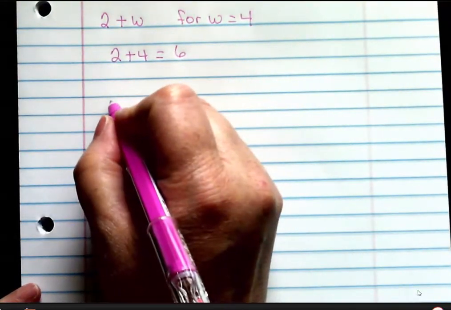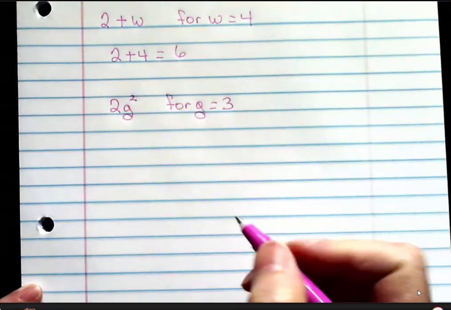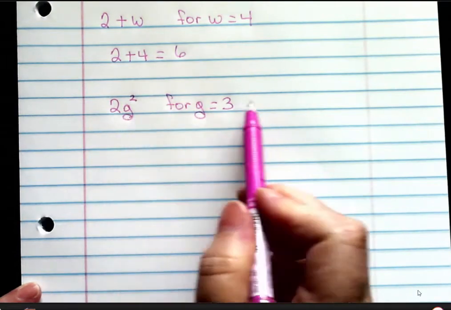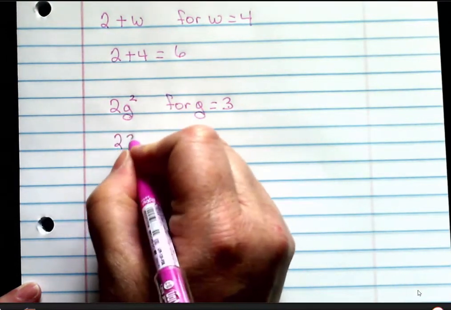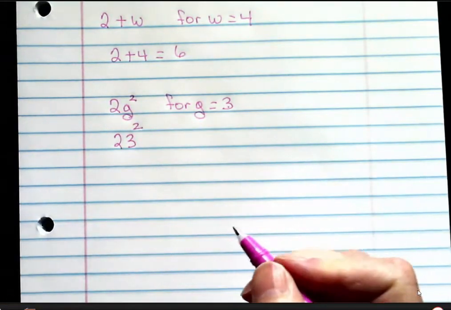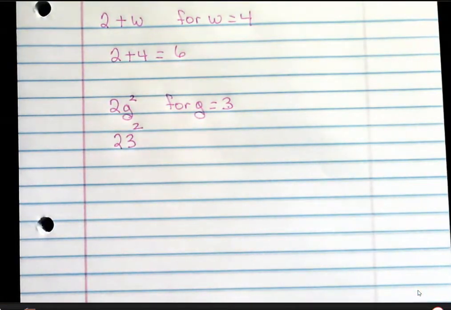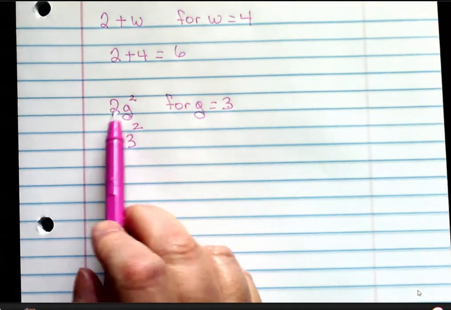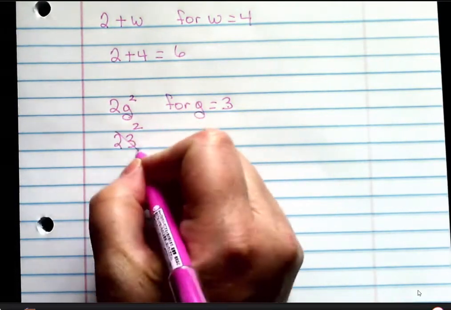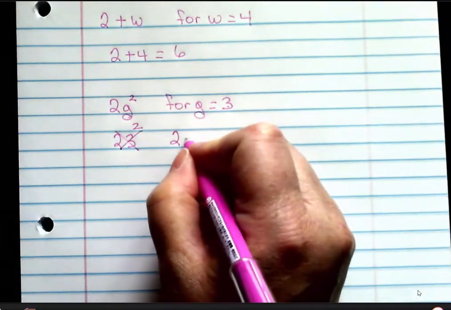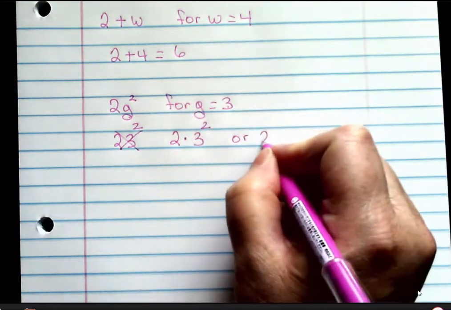Now let's take a look at something that looks like this. This is saying that I want to take my g and replace it with a 3. This is what a lot of people will do, and that is actually incorrect, because remember that a number in front of a variable means to multiply. So technically, you should be writing this as this or this.